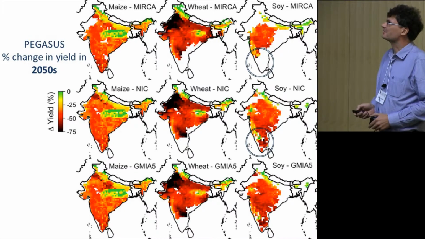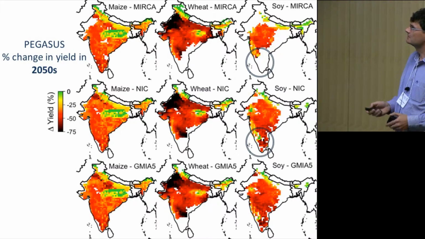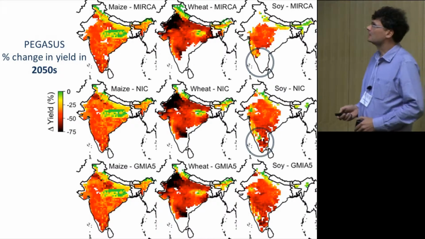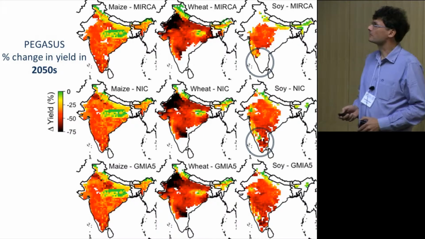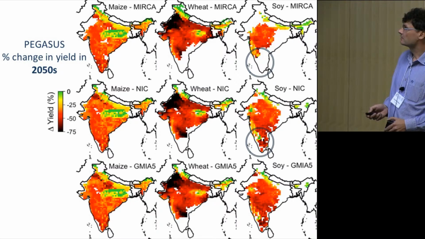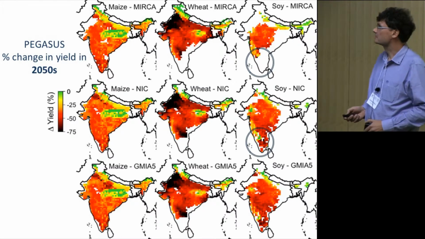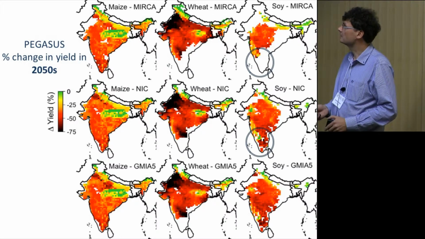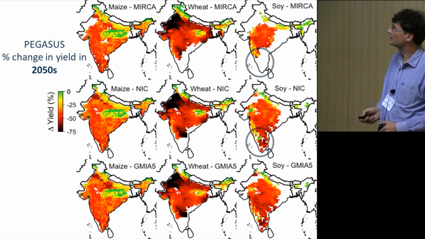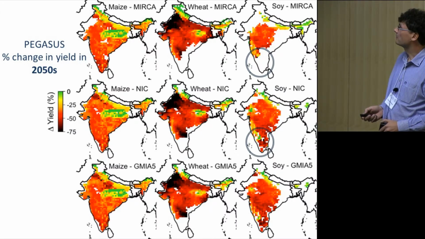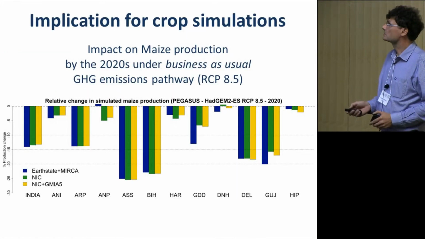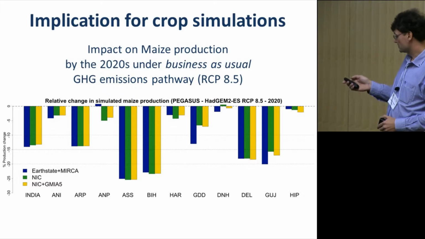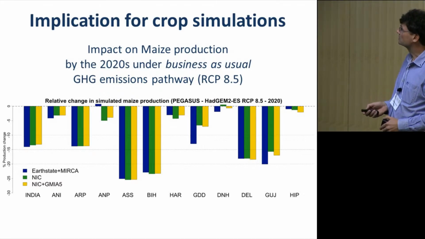Okay, let's switch to the 2050s. The impact simulated with Pegasus is, of course, much larger for this period. According to this model, there is a sharp decline in yields for all three crops, while the differences introduced by the different data sets are still relatively small, and mainly in these marginal cropping regions, which we have already seen before.